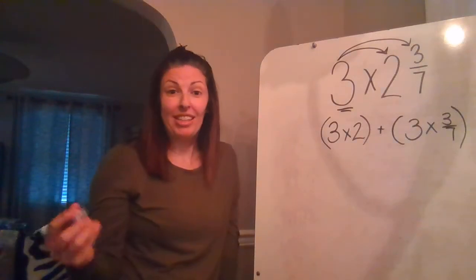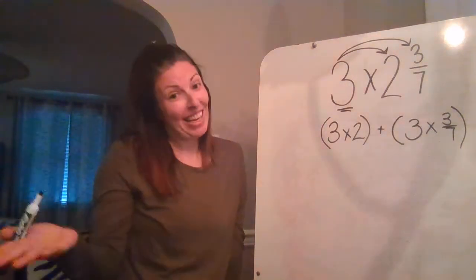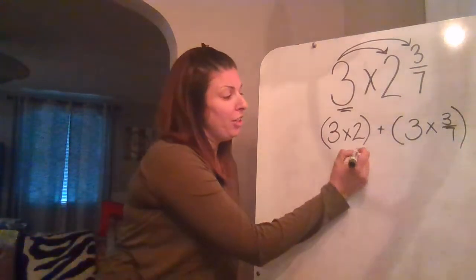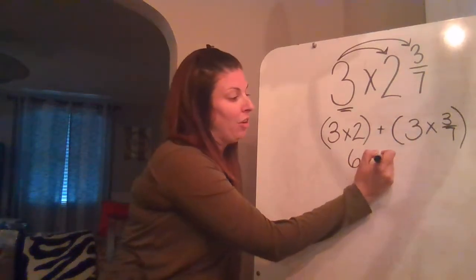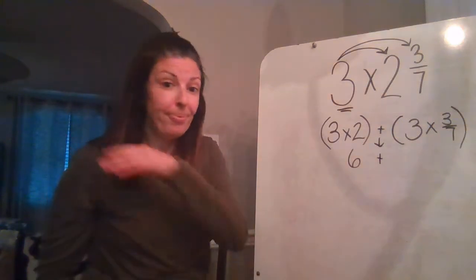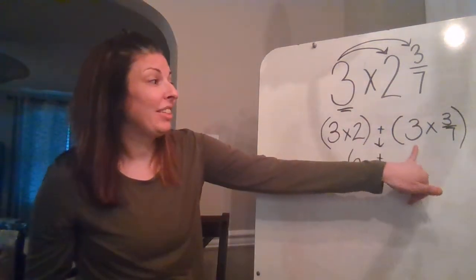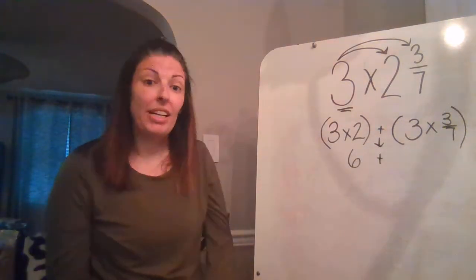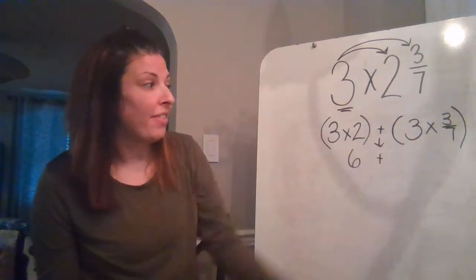3 times 2 is 6. That's right. So all I'm going to do is just write a 6 right here, and I need to remember to drop down my addition sign. Then the next part of the problem that I need to solve is 3 times 3/7.